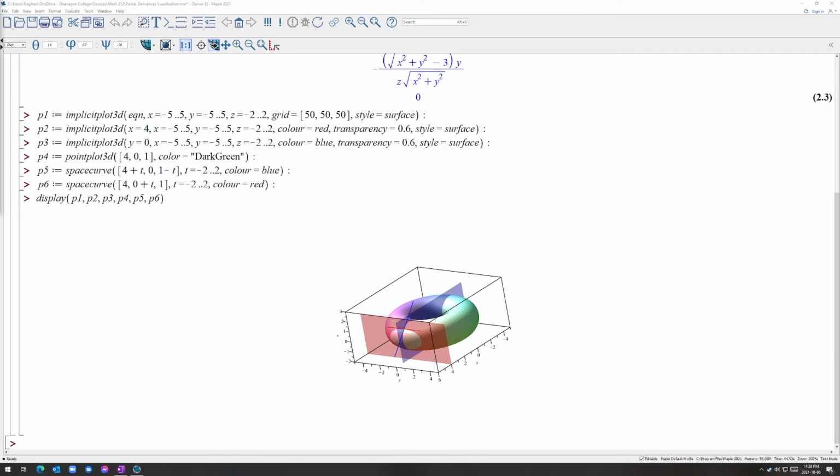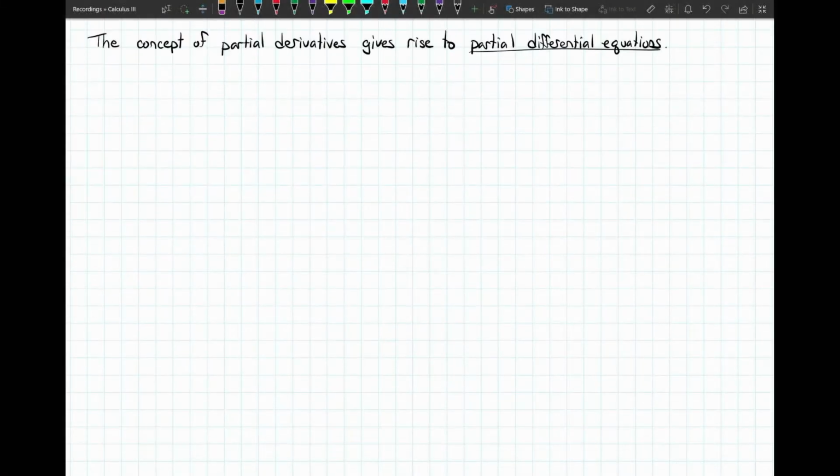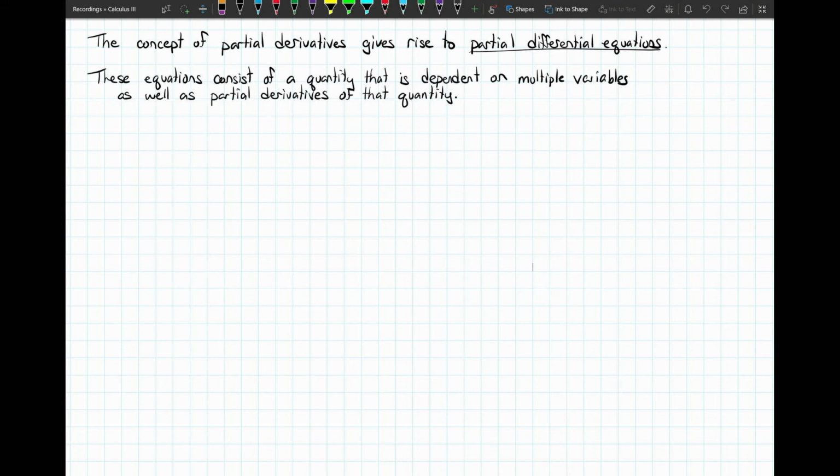There's one other topic that we can take a look at in this video that is also related to partial derivatives, and that is a partial differential equation. A partial differential equation, as you may be able to guess from the name, is an equation that involves partial derivatives. If you want to be a little more descriptive than that, these are equations that consist of some quantity, maybe it's z, that is dependent on multiple variables, maybe they're x and y. And this equation not only involves that z, but it also involves the partial derivatives of that quantity z.